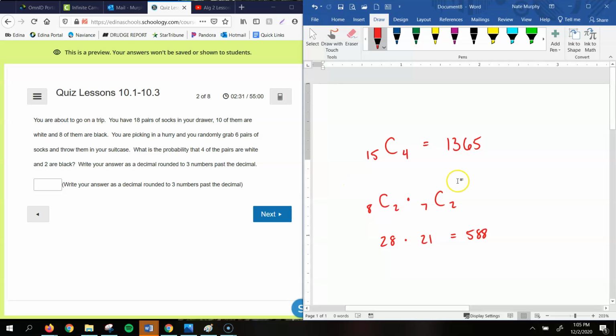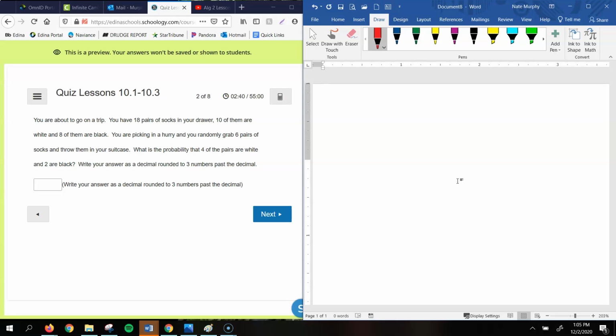All right, let's look at the next one. You're about to go on a trip. You have 18 pairs of socks in your drawer. 10 of them are white and 8 of them are black. You're picking in a hurry and you randomly grab 6 pairs of socks and throw them in your suitcase. What is the probability that 4 of the pairs are white and 2 are black? Round to 3 numbers past the decimal.